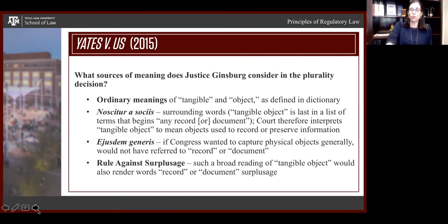And she applies the rule against surplusage. Remember, this rule means that we don't want to have any language that's basically extra in the statute, language that has no meaning that we're just kind of throwing in as fluff. So that means that using that rule, a broad reading of tangible object would render these words record or document surplusage. Because tangible object, if it includes everything in the world, then we don't need to give these specific examples of record or document.